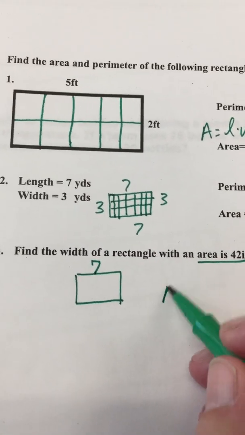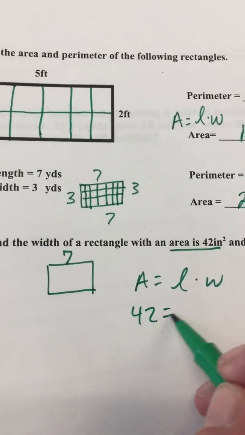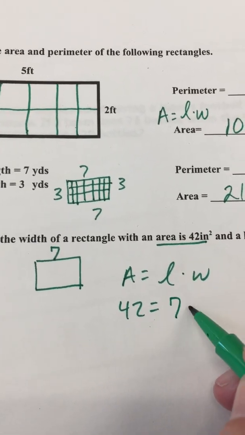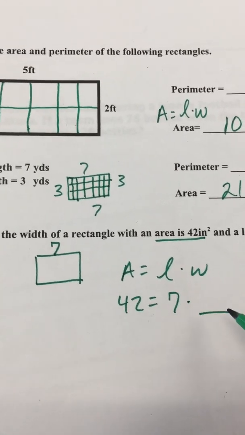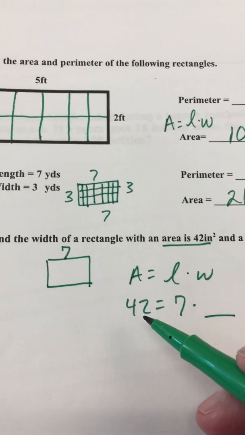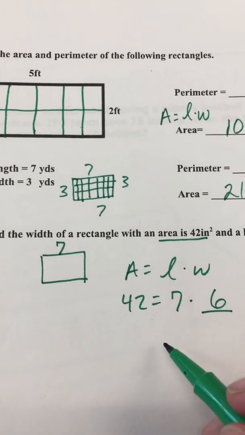So remember, area is length times width. So 42 is equal to my length, which is 7, times some number. That's what I want to find, how wide it was. Well, 7 times what is 42? If you know your multiplication facts, you know that that is 6. So my missing width is 6 inches.